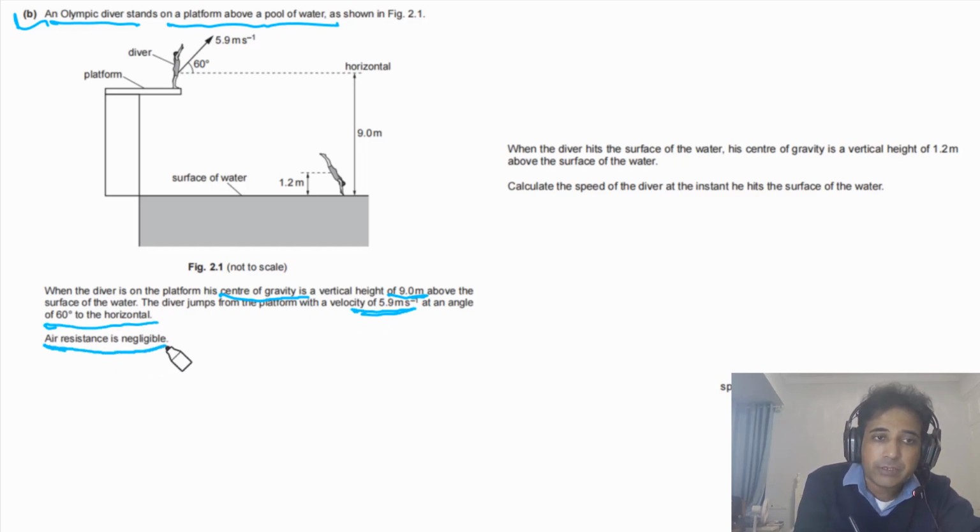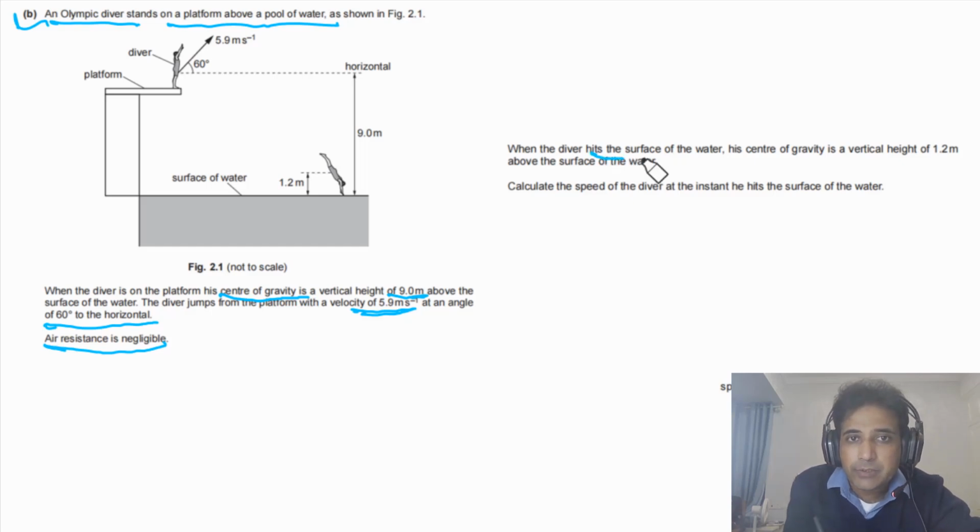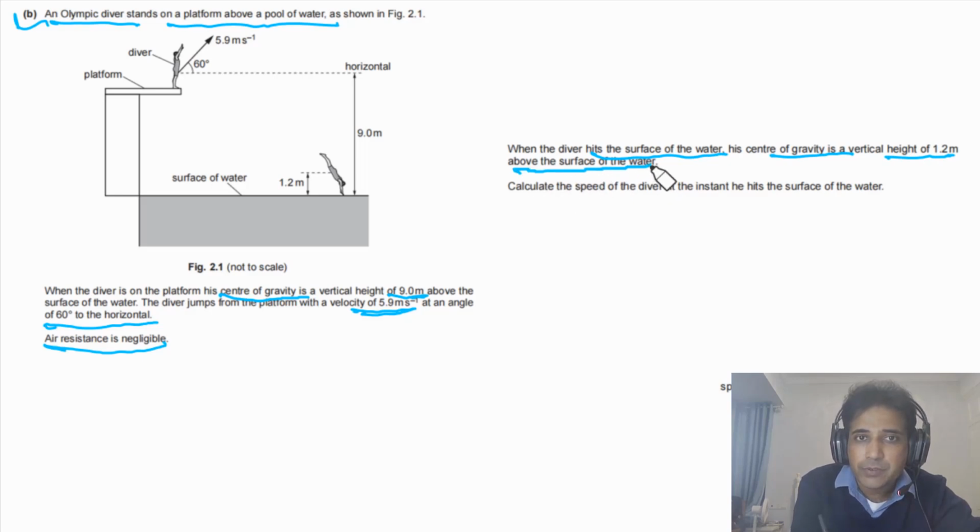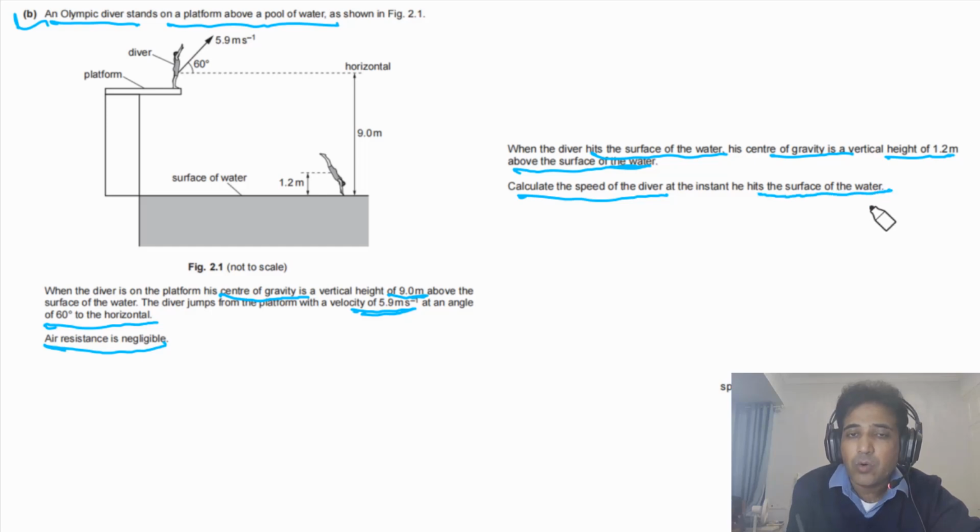Air resistance is negligible. When the diver hits the surface of the water, his center of gravity is a vertical height of 1.2 meters above the surface of the water. Calculate the speed of the diver at the instant when he hits the surface of the water.